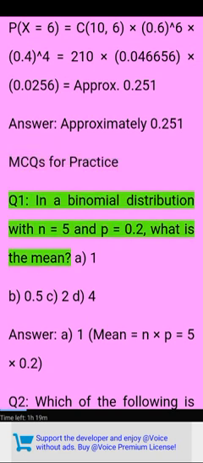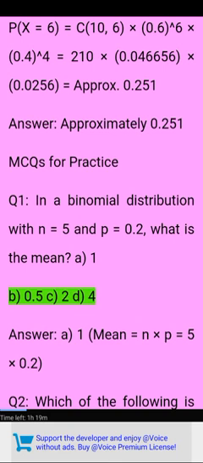Q1. In a binomial distribution with n equals 5 and p equals 0.2, what is the mean? A) 1, B) 0.5, C) 2, D) 4. Answer: A) 1. Mean equals n times p equals 5 times 0.2.